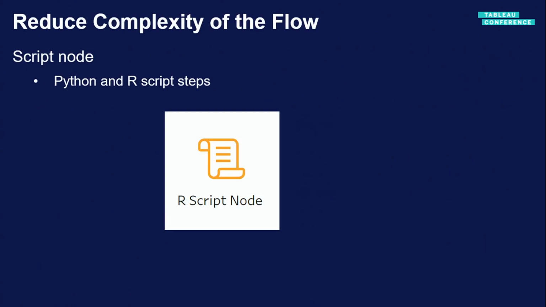All right, we're on to the script node. This is a brand new feature that just came out in 2019.3. So please try it. I think you're going to love it. You can now run Python or R scripts within your prep flow. The script node runs a script on a separate server and sends the results back to the prep flow.